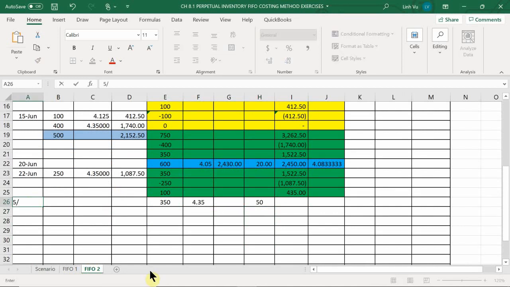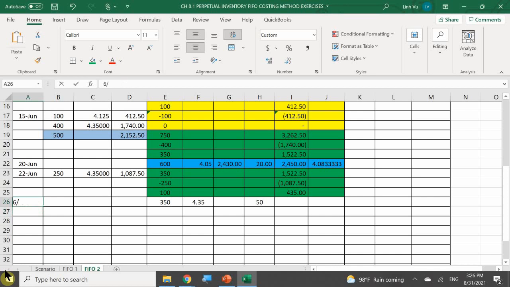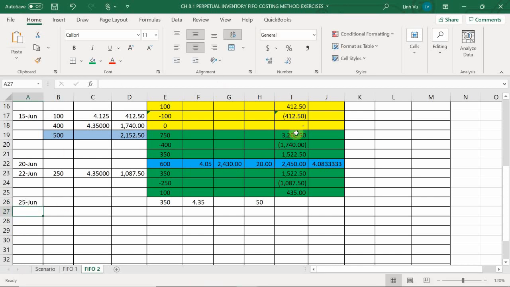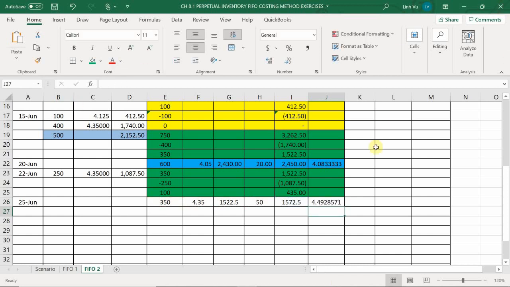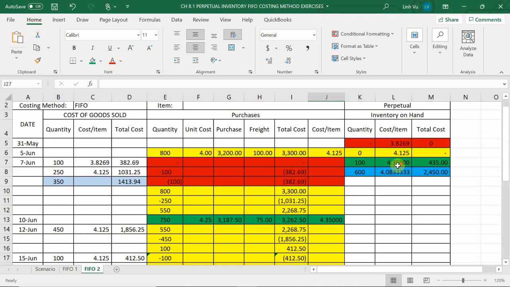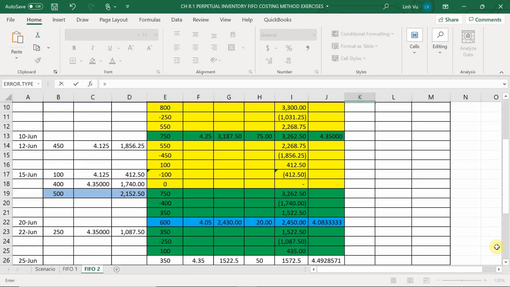On June 25th, sorry. So in this case, what is my total purchase price here? $1522.50, plus $50, $1572.50, bringing my cost per item to be 4.49285. Good.